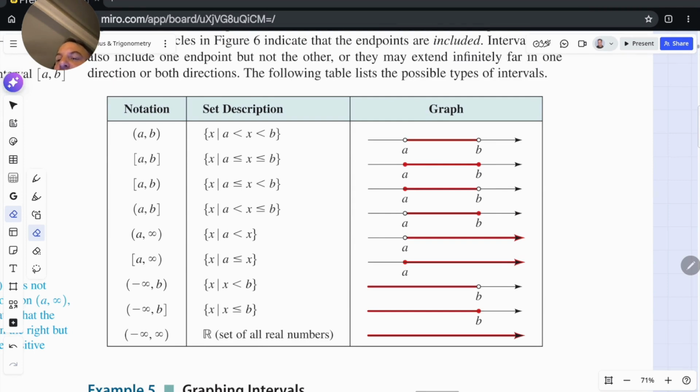So the parenthesis, whether it's the beginning or the end, means the endpoint is excluded. And our bracket, whether it's the beginning or the ending, means the endpoint is included. Now, infinity and negative infinity will always use a parenthesis because infinity is not a number, it's a concept.